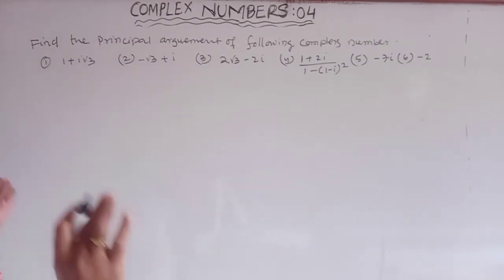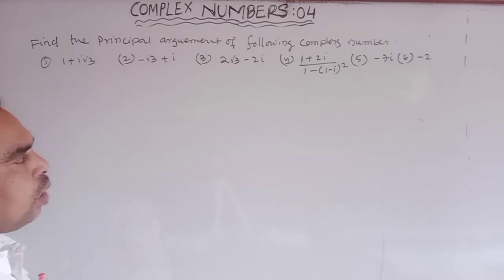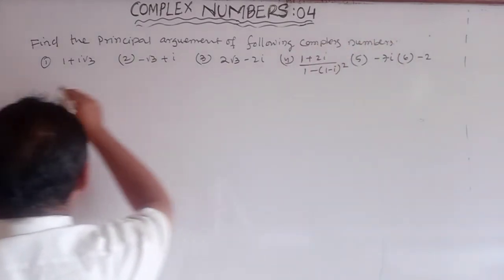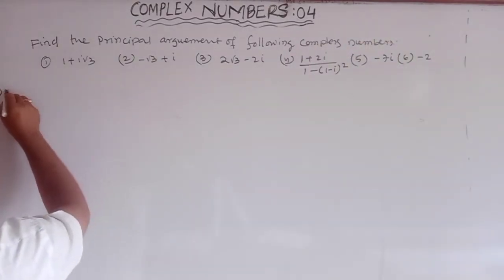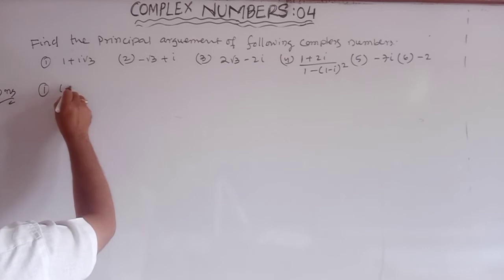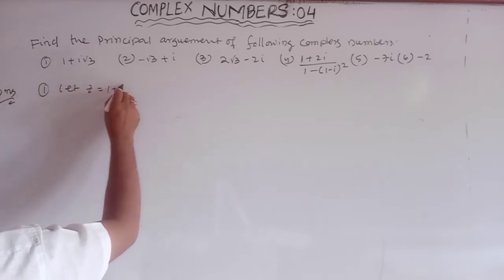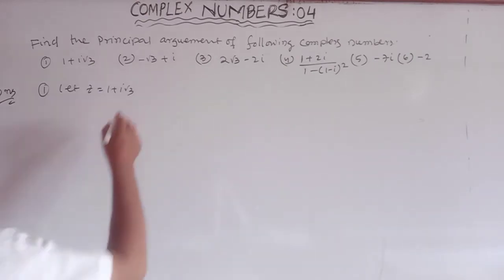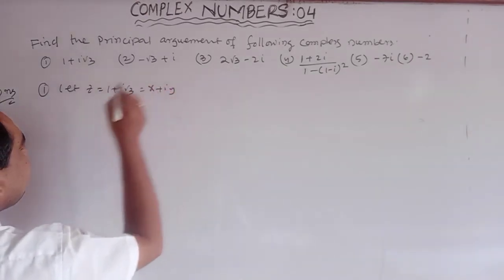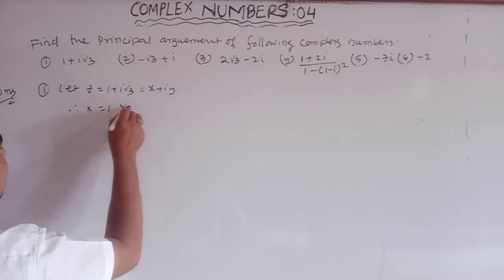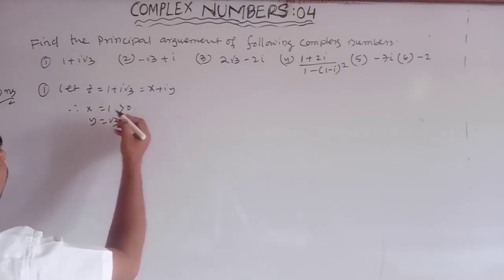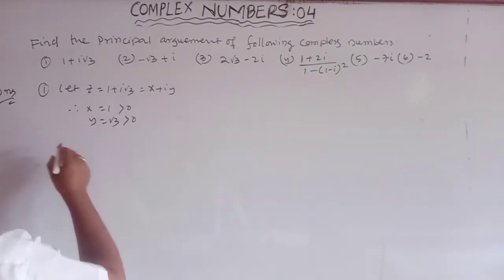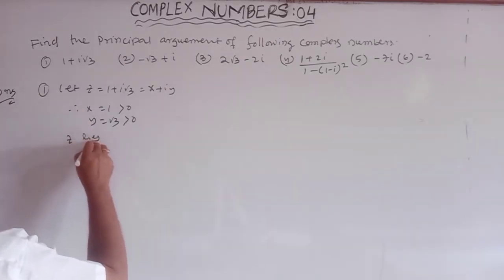There are some questions. Find the principal argument of the following complex numbers. Answer 1: let z is equal to 1 plus i root 3. Comparing with x plus iy, x is equal to 1 greater than 0, y is equal to root 3 greater than 0. Both x and y are positive, so z lies in first quadrant.